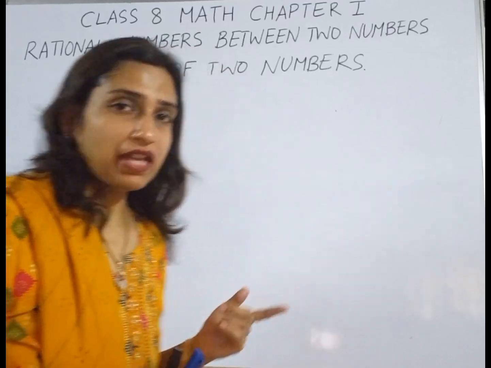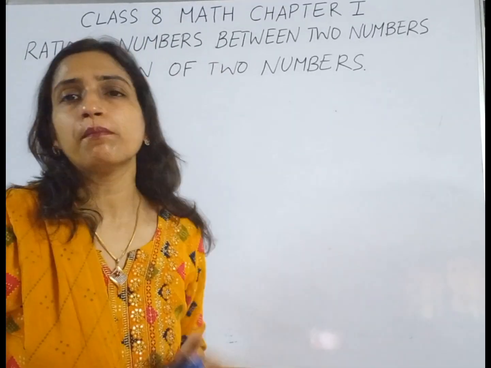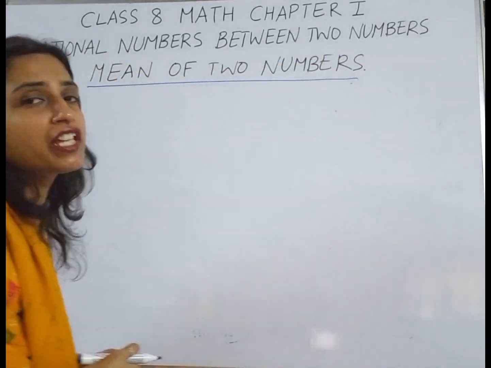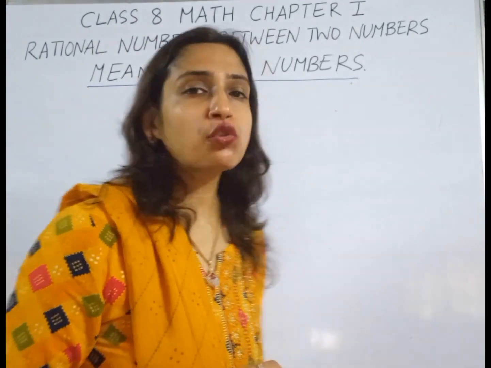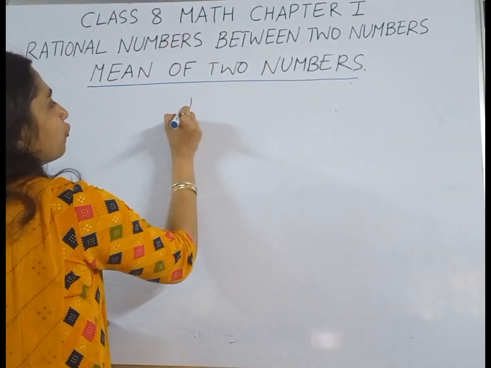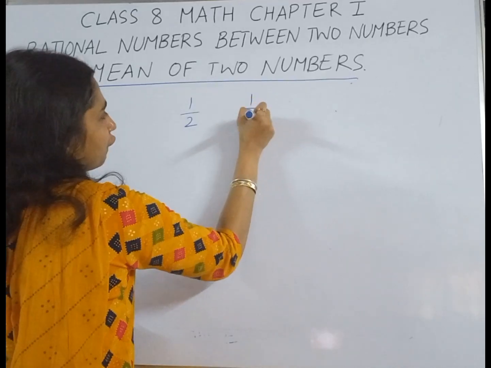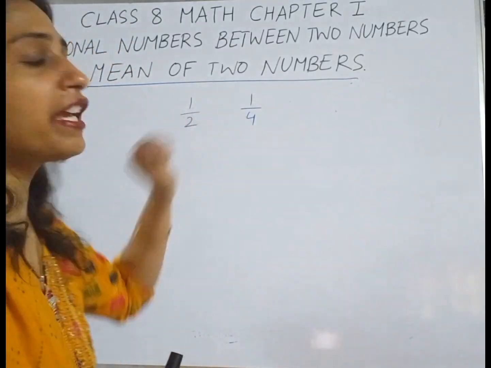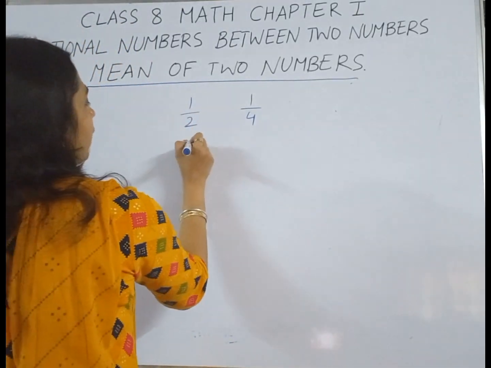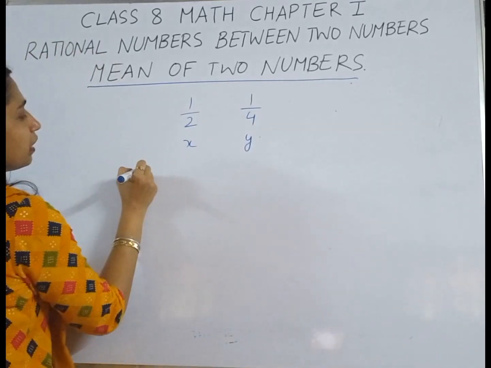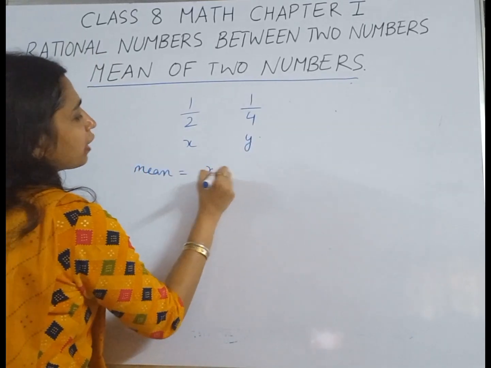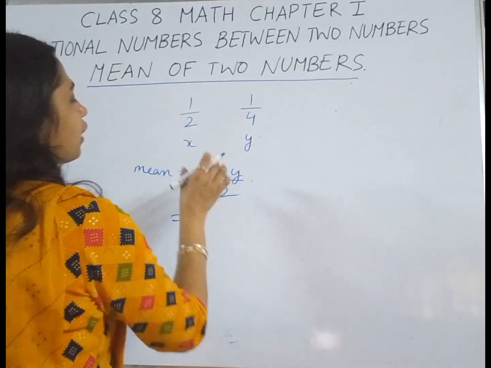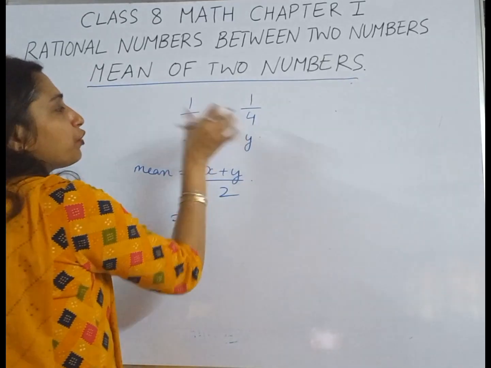There is another method to find a number between two numbers, that is the mean of the two numbers. But with this method we can find only one number between two given numbers. If we are given two rational numbers, 1 by 2 and 1 by 4, and we have to find one number between them, then we can take the mean. If this number is x and this number is y, then the mean of the two numbers is equal to x plus y by 2. So by using this method we can find one rational number between two given numbers.